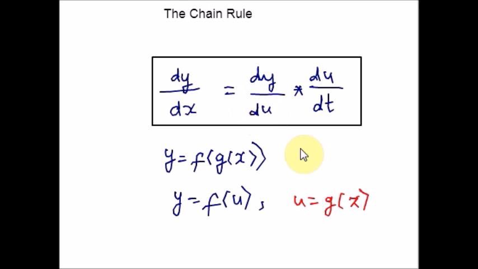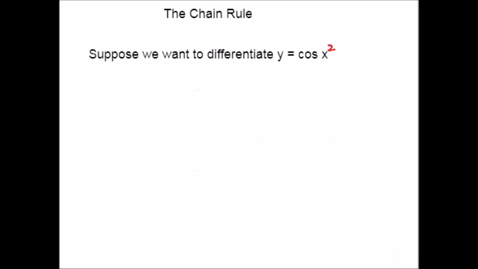Now let's see some examples and look into the formula and how it applies. Here is the first example. Suppose we want to differentiate y equal to cos x square. For this function, let u equal to x square, so that y equal to cos u. It follows immediately that du over dx is nothing but 2x. In the same way, dy over du is negative sin u.